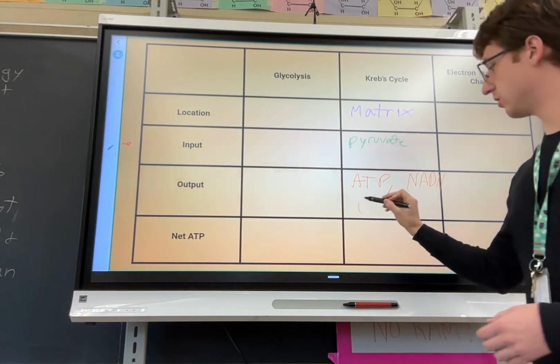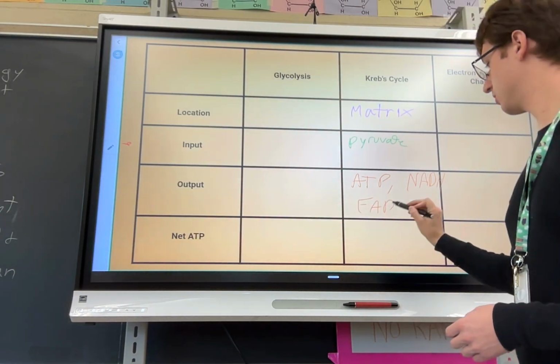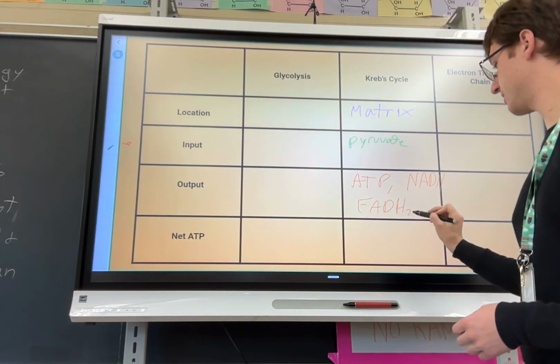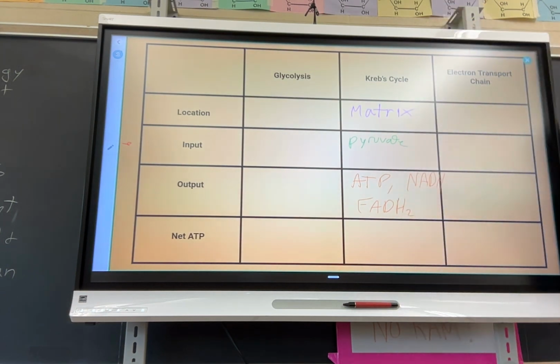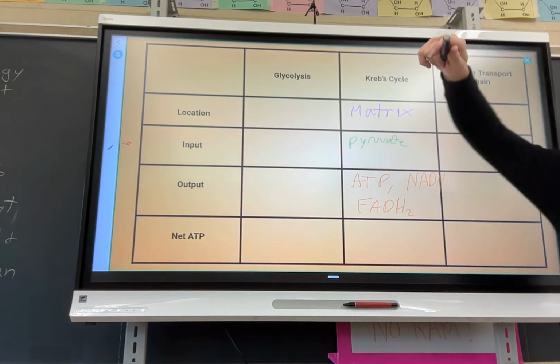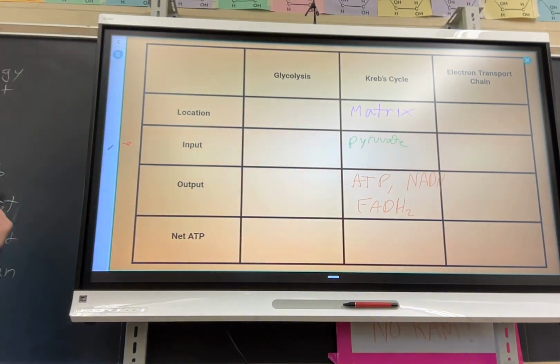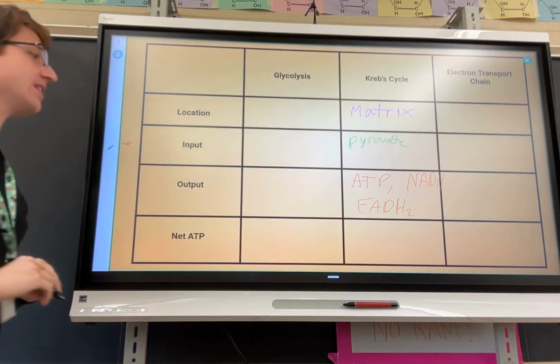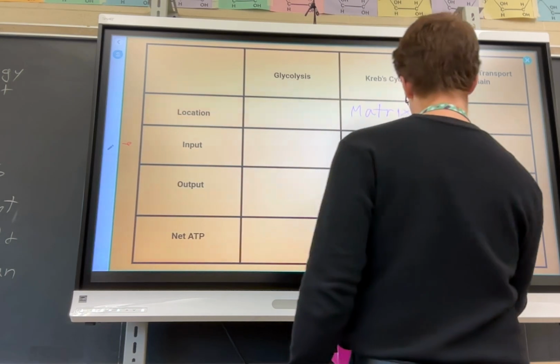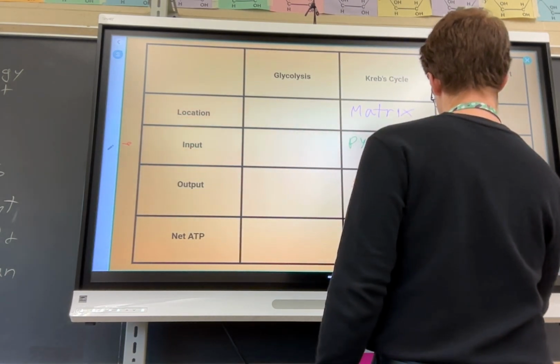FADH2. What about carbon dioxide? That's also the other one that we need to remember. It's put off as a byproduct. It's not something we want to get out of it, but it's something that's going to come out of it, which is carbon dioxide.